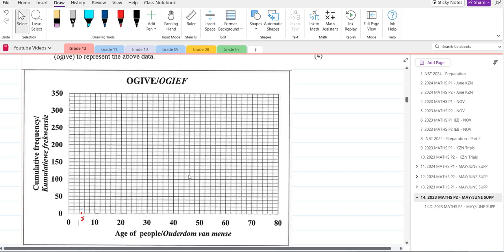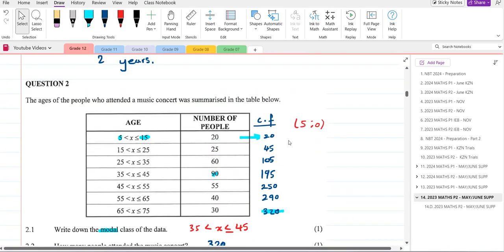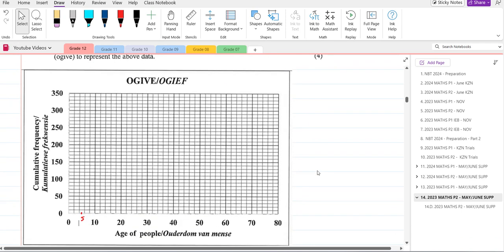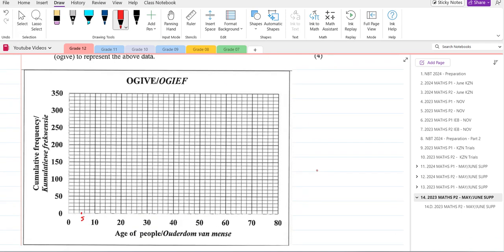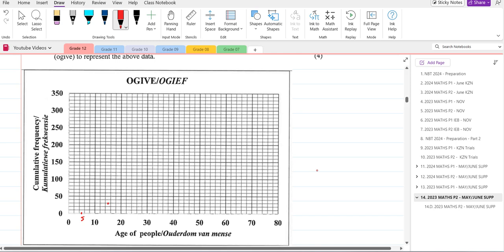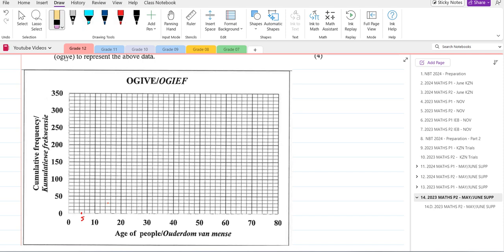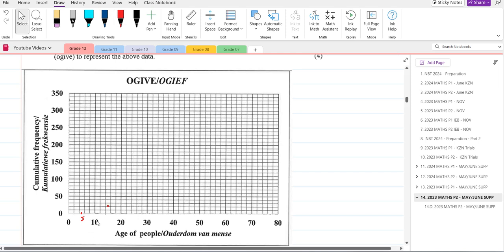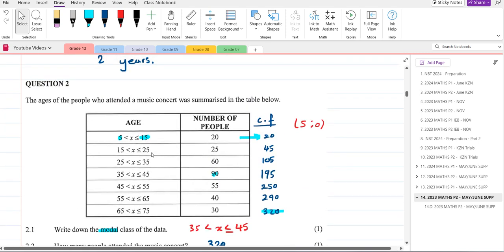Next point that I'm going to plot is 15 and 20. It's going to be in between, because this is 10, 20, 30, 40, 50. Oops, I put 30. It's supposed to be 15 and 20, so it's going to be 10, 20. 15 and 20. Next point that we're going to plot is 25, 45.